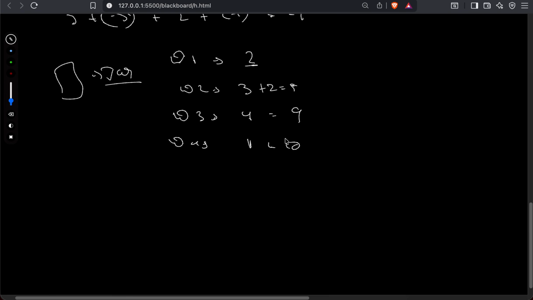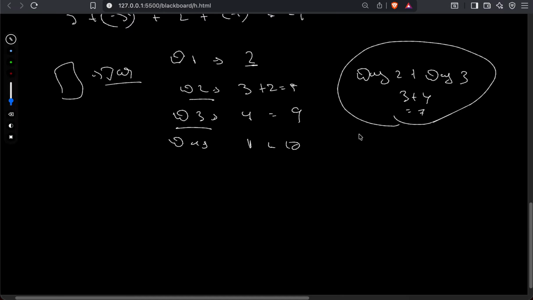So how many candies did you put in from day 2 to day 3? Day 2 plus day 3 is 3 plus 4, that is 7. Basically we can calculate daily, but the smart way is: total after day 3 is 9, and day 1 is 2. So 9 minus 2 is 7.